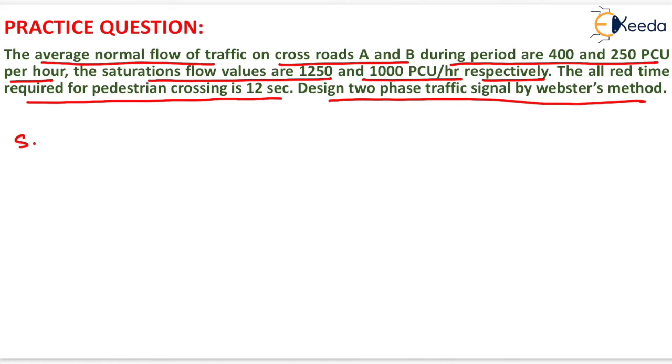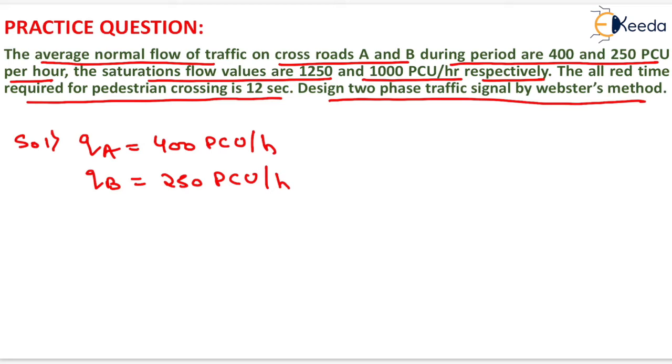Now in the question, QA is given as 400 passenger car unit per hour. Similarly, QB is given as 250 passenger car unit per hour. Similarly, SA will be equal to 1250 passenger car unit per hour. Similarly, SB will be equal to 1000 passenger car unit per hour.